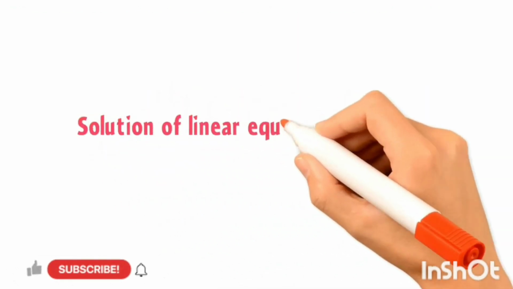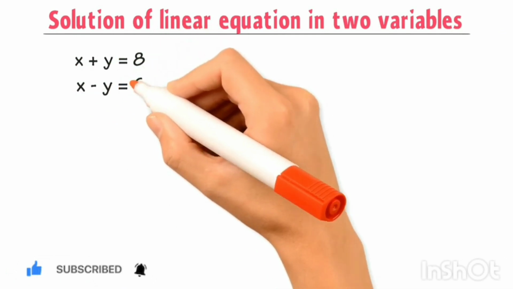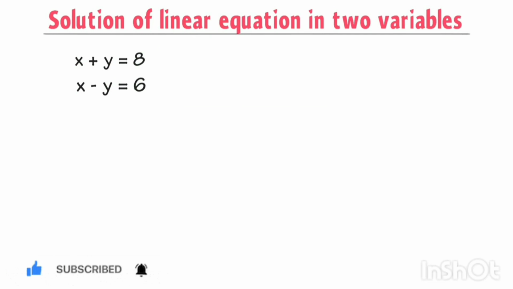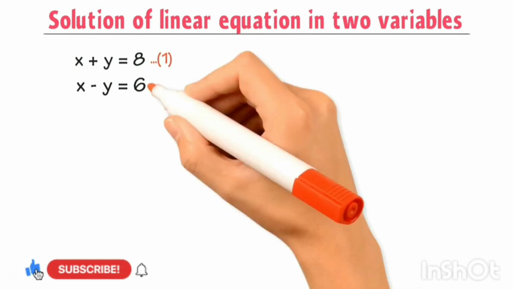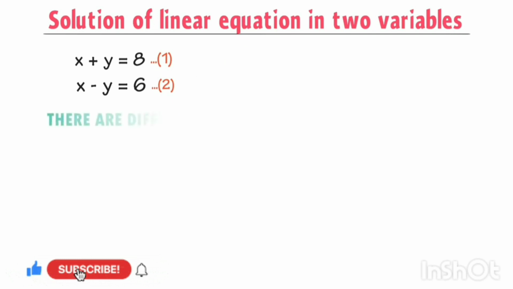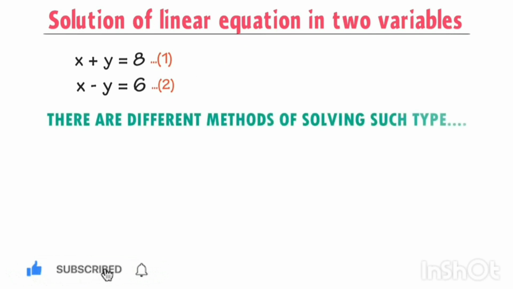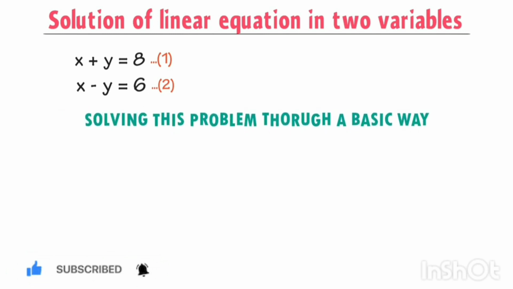Now let me teach you the solution of linear equation in 2 variables. For example, x plus y is equal to 8 and x minus y is equal to 6. Let me call this equation number 1 and this equation number 2. Now there are different methods of solving such type of linear equation, but I am going to solve this problem through a basic way.